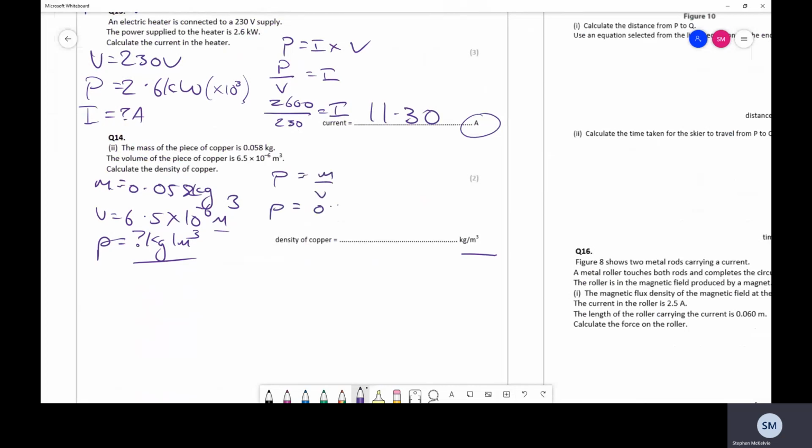Density is equal to 0.058 over 6.5 times 10 to the minus 6. Pop that into my calculator, 0.058 a over b, 6.5 times 10 to the power of minus 6, giving me an answer of 8923.07, 8923.08. But I'll just give that as 8923. You could even give it as 8,900, and I'm sure you get the mark.